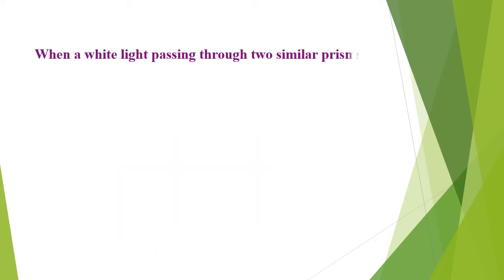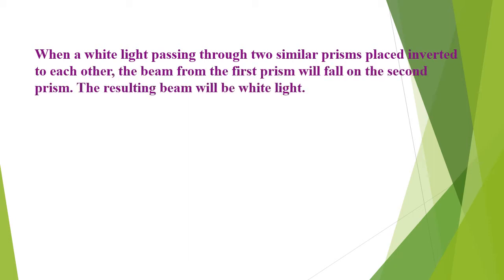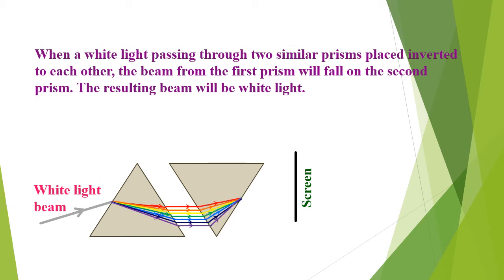When white light passes through two similar prisms placed inverted to each other, the beam from the first prism will fall on the second prism. The resulting beam will be white light. That means in this combination of two prisms, when the white beam is incident on the left prism, it undergoes dispersion and 7 colors are split up like this. Those 7 colors enter the other prism, and after refraction they meet at a point and come out as a white light beam again. We get a white beam on the screen because it is a combination of colors once again.